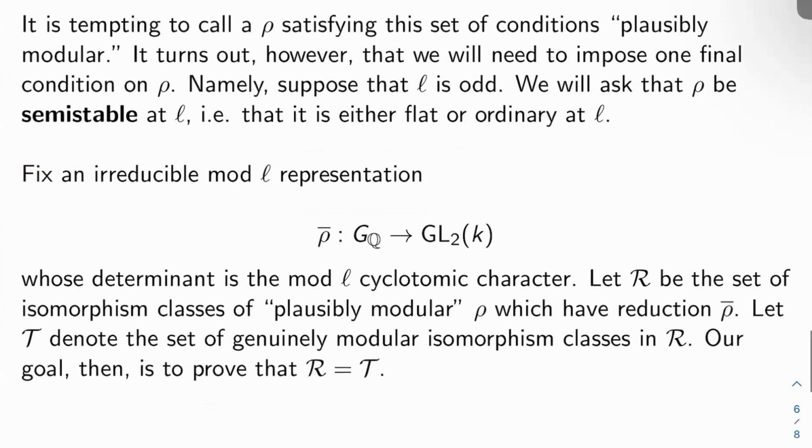Okay, so let's fix an irreducible mod L representation, rho bar, from G_Q to GL2 of K, whose determinant is the mod L cyclotomic character. Let R be the set of isomorphism classes of these plausibly modular rho which have reduction rho bar, so they reduce down to this given rho bar. And then let T denote the set of genuinely, actually modular isomorphism classes in R. Our goal is to prove that R equals T. In other words, everything that's plausibly modular actually is modular.